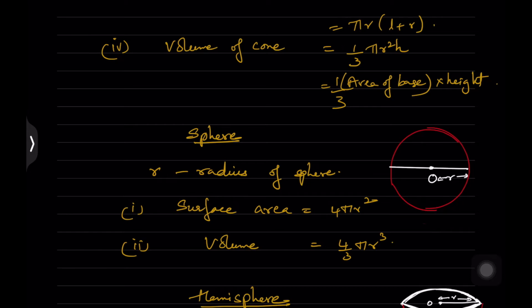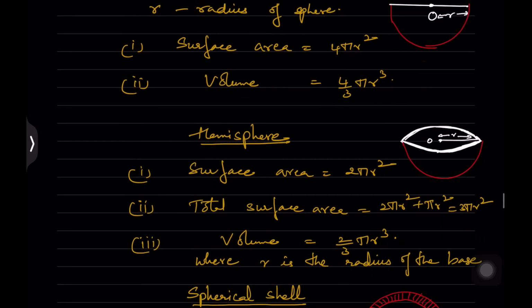Now next, sphere. What is the volume and what is the surface area? Total surface area and lateral surface area are the same for a sphere. So r is the radius of the sphere. If r is the radius of the sphere, surface area is equal to 4 pi r square, volume is equal to 4 by 3 pi r cubed.